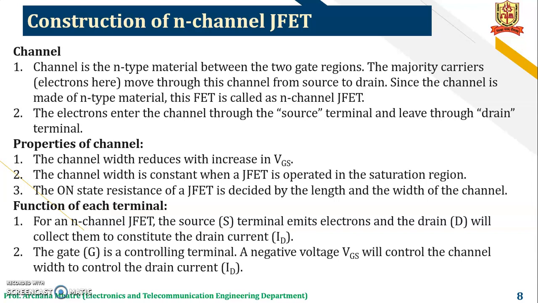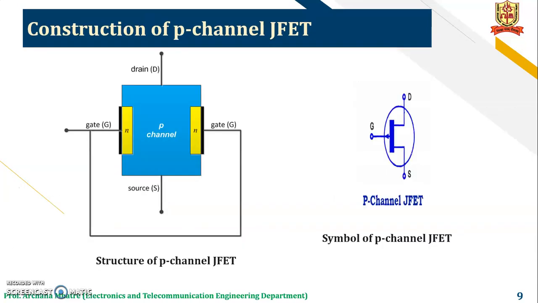Function of each terminal. For the N-channel JFET, the source terminal emits electrons and the drain terminal will collect them to constitute the drain current. The gate is a controlling terminal. A negative voltage VGS will control the channel width to control the drain current ID. Now next, construction of P-channel JFET. Now here you can see P-type material acts as a channel and these are two N-type materials.